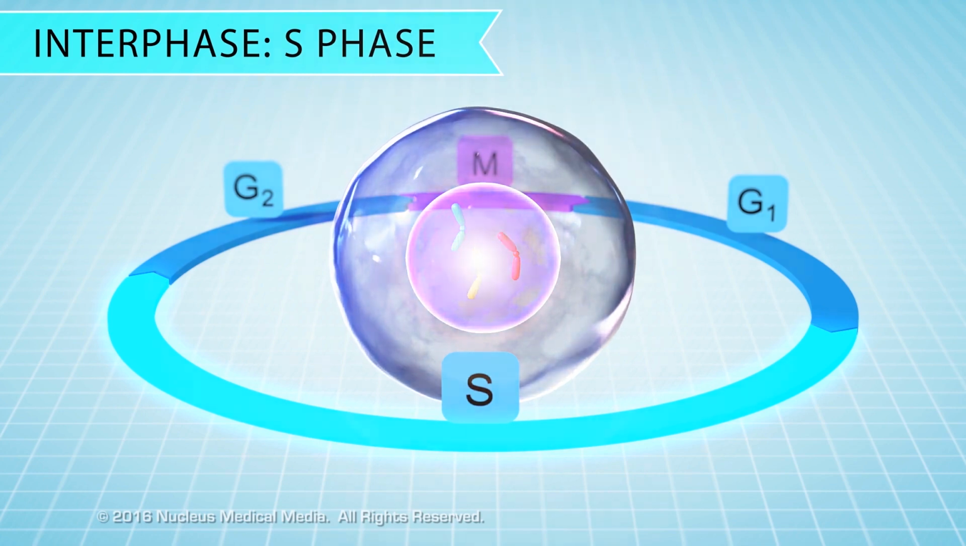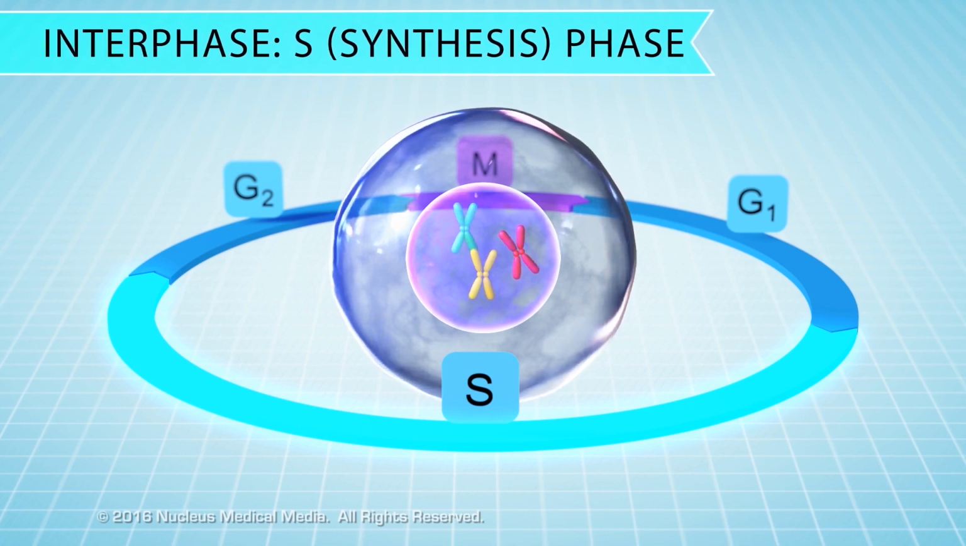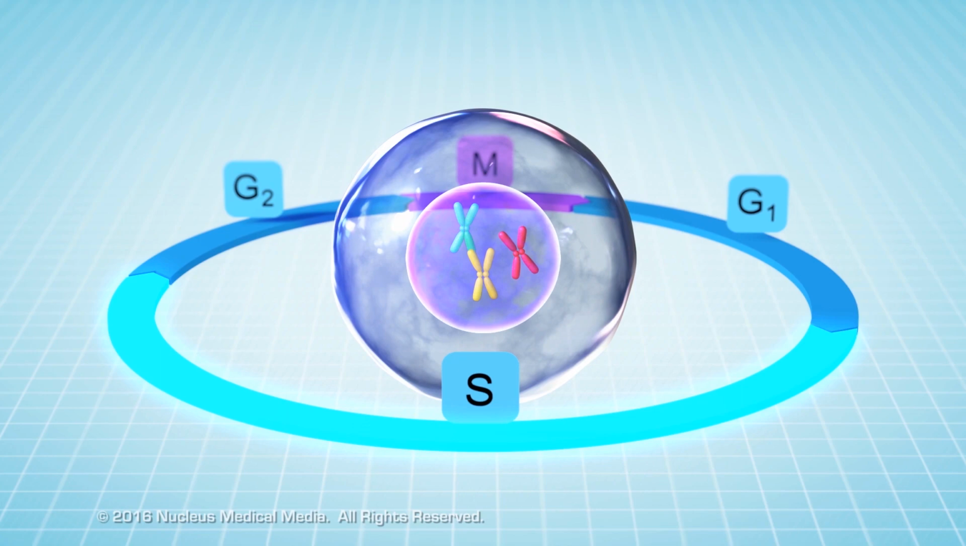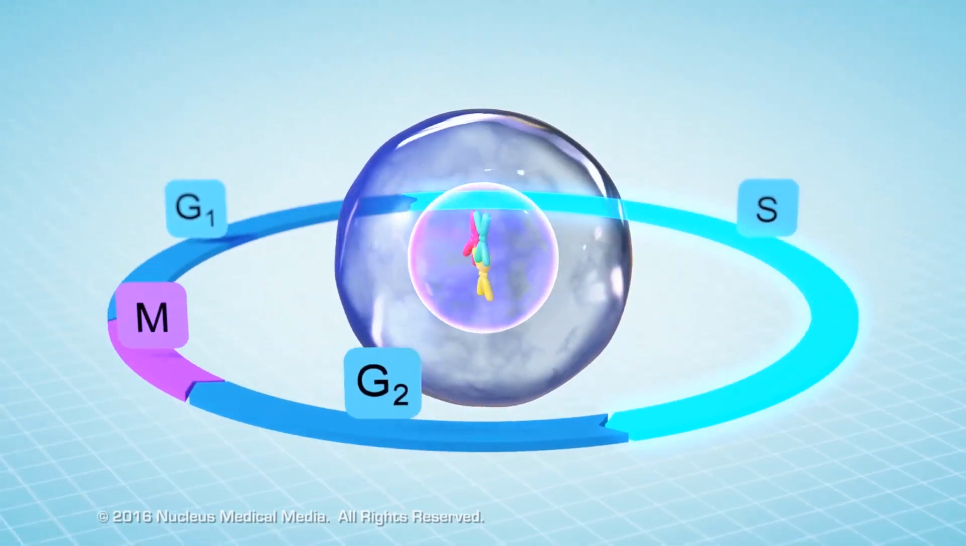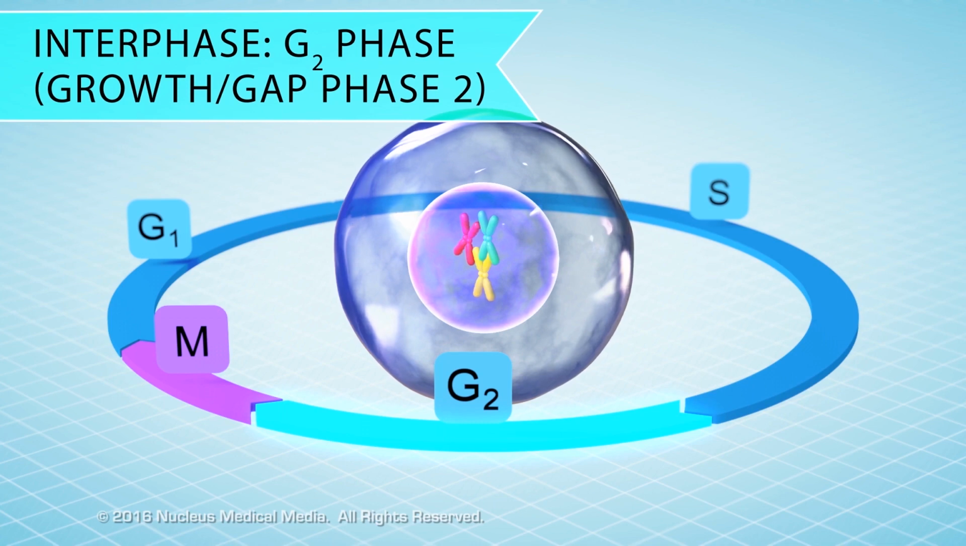The S stands for synthesis, which means to make, because a copy of DNA is being made during this phase. Once DNA replication is complete, the cell enters the shortest and last part of interphase called G2, also known as growth 2 or gap phase 2. Right now, it's enough to know that further preparations for cell division take place in the G2 phase.